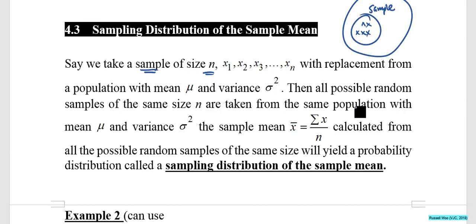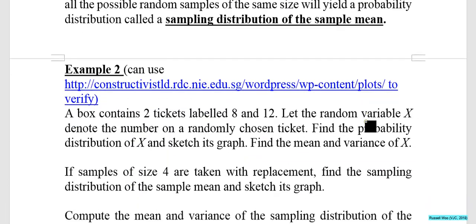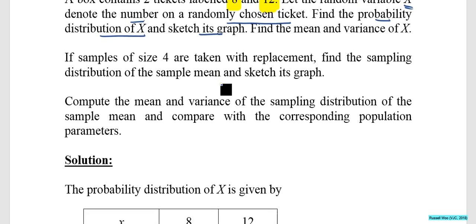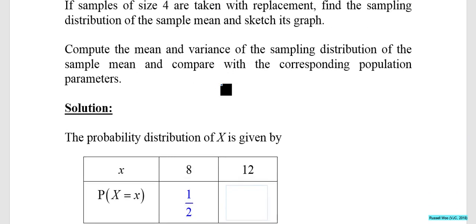Now I'm not going to use height. I'm just going to use a very simple discrete random variable. Example 2. A box contains 2 tickets, 1 labelled 8 and 1 labelled 12. X is the number on a randomly chosen ticket. Find the probability distribution of X and sketch this graph. The first part is very simple. Either you get 8 or you get 12, probability half.